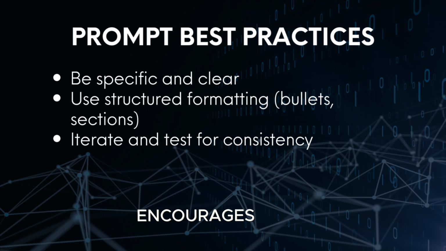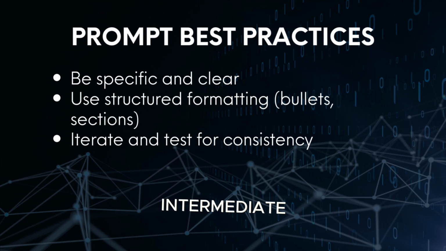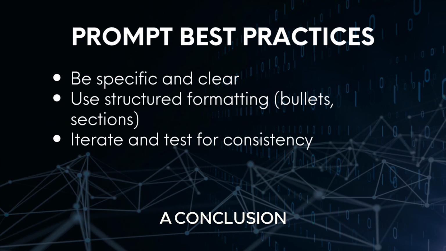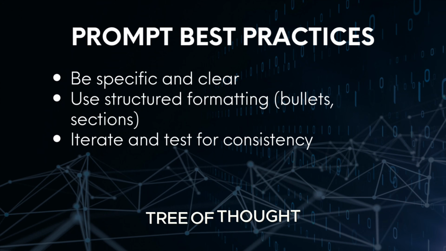Again, chain of thought encourages the AI to break down complex problems into logical steps, which improves problem-solving accuracy. With tree of thought, the AI can consider various possibilities and evaluate the intermediate steps before reaching a conclusion. And by generating and assessing multiple thought branches, tree of thought provides more robust and well-considered solutions.